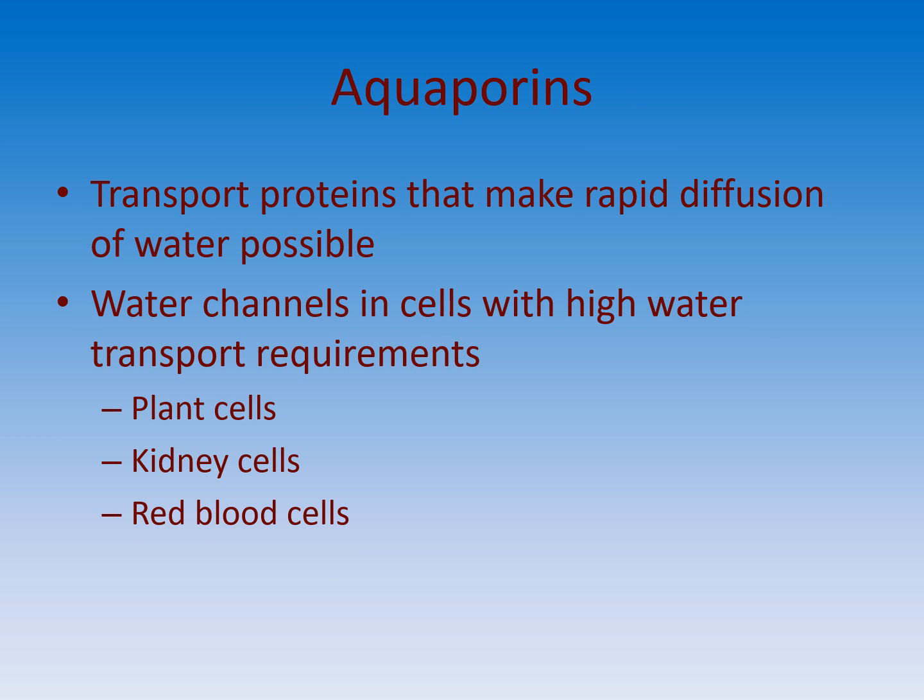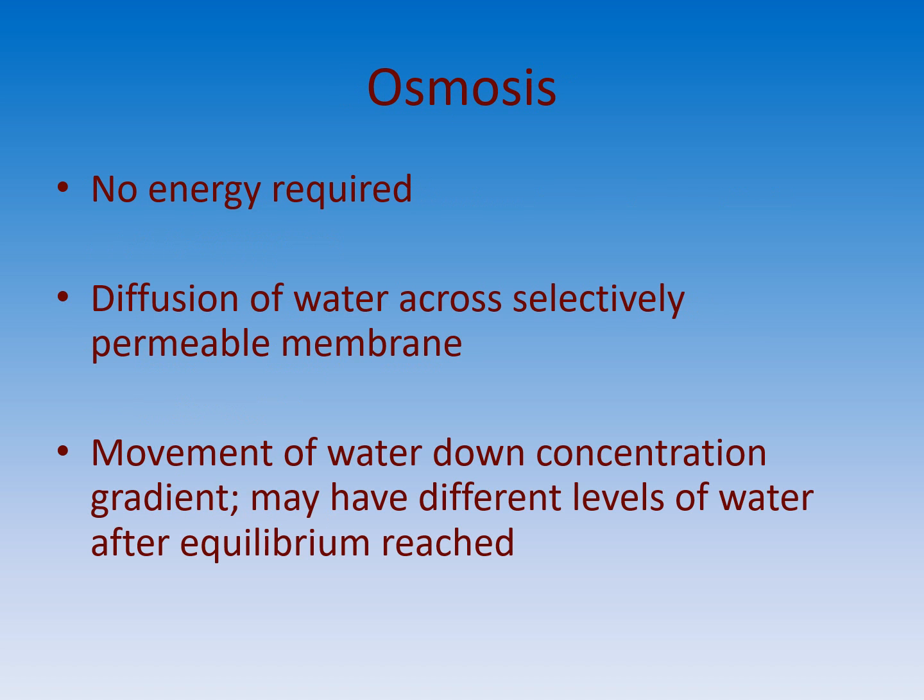Now, there are some cells that have special transport proteins that are known as aquaporins. These help make the transport of water occur very quickly. These are in cells that tend to have a high concentration or a high need for water. Things such as plant cells, which don't concern us too much in this class, but in terms of the human body, certainly kidney cells and red blood cells have these aquaporins because they're transporting so much water.